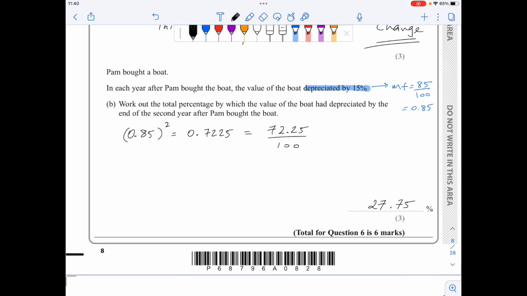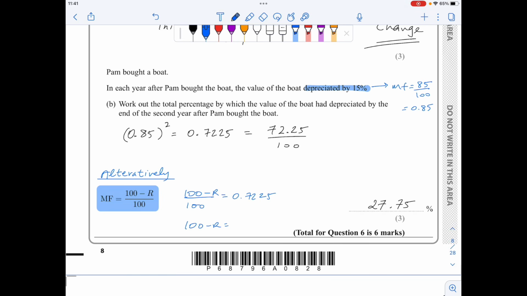Alternatively, for this part, you can use the formula for the multiplying factor, which is the following: 100 minus the rate over 100, which is pretty much what I've used here. So apply this to the 0.7225. 100 minus r over 100 equals 0.7225. Cross multiply, this will give you 72.25, and if you rearrange, you get the same answer.